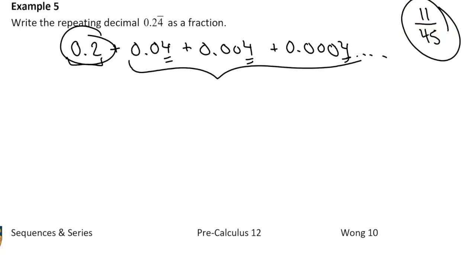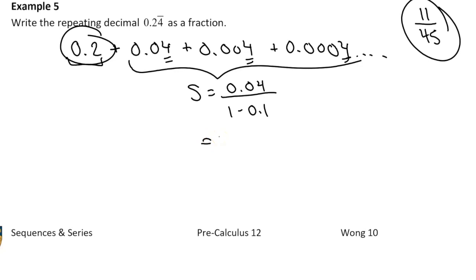But what we could also say is we could do something like this. We could say, well, 0.2 we're going to leave for a second here. But I can find the infinite sum of this part by saying it's going to equal my A value over 1 minus my common ratio. And if I calculate something like that, let's see what we get.